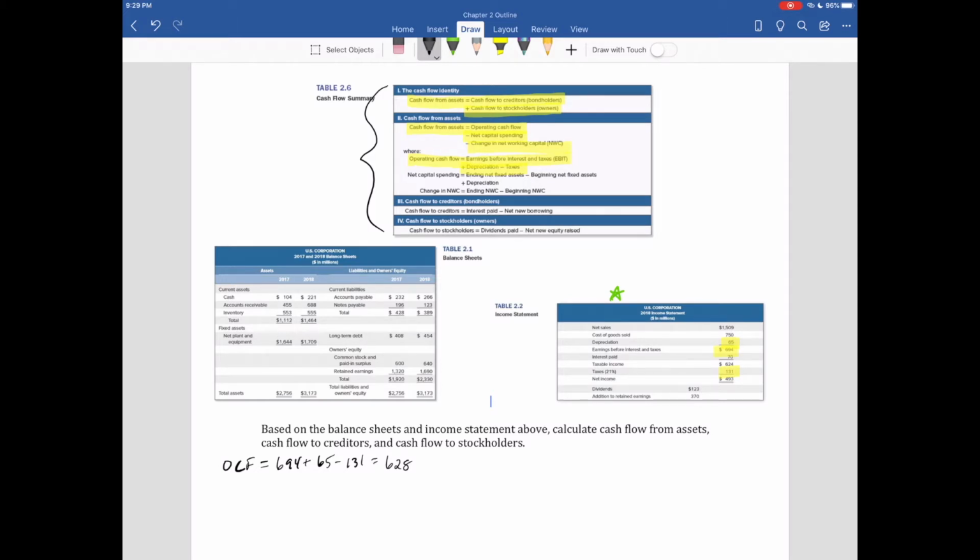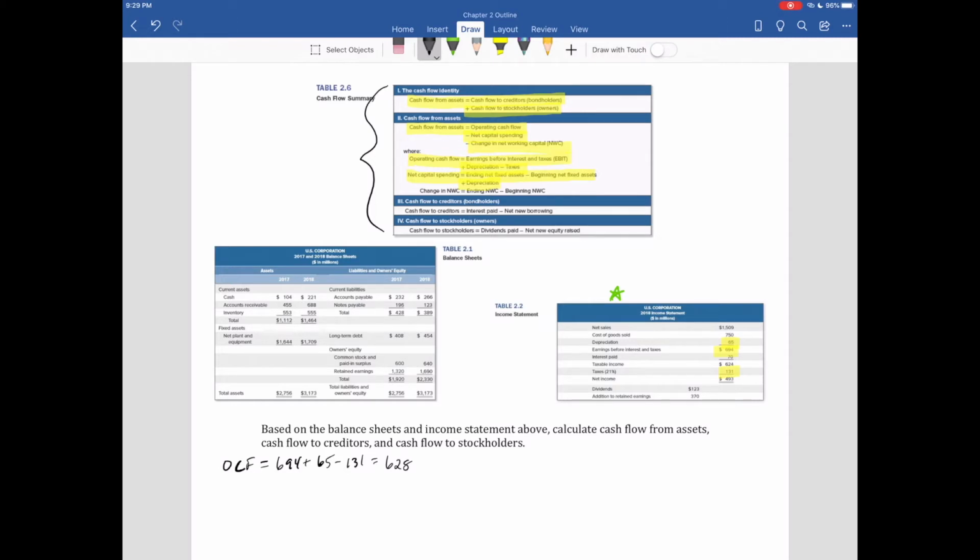Now, the next step then is to calculate net capital spending. So to help generate this $628 of cash from operations, did the company have to make additional spending or additional investments in their fixed assets? That's what net capital spending showcases. So if we go back up to our equation sheet, we see that net capital spending is ending net fixed assets minus your beginning net fixed assets, and then we add back in depreciation, since depreciation is a non-cash expense and it is something that is deducted on your balance sheet year over year.